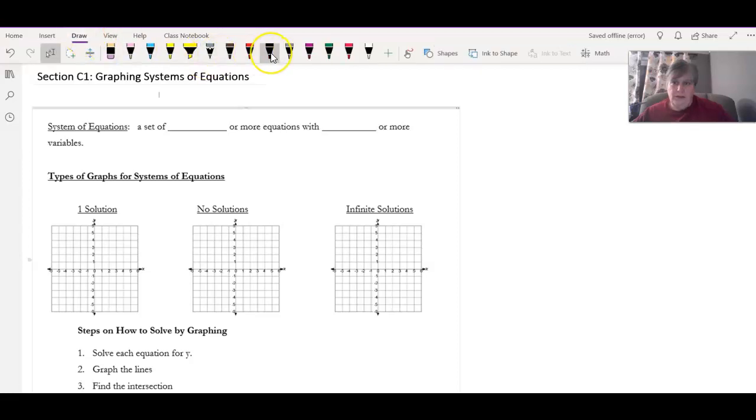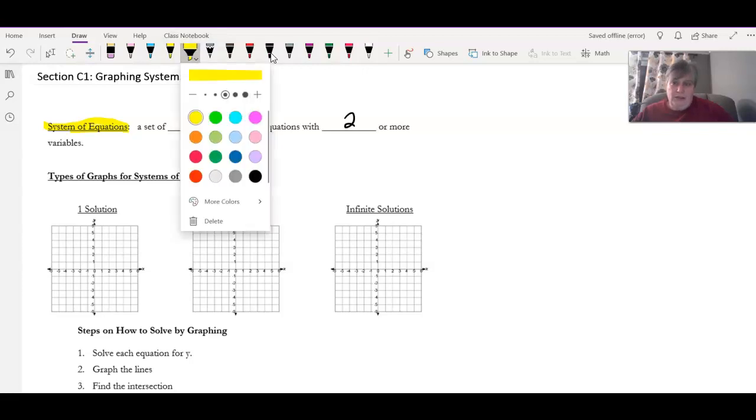Okay, so what we're covering in this section is we're starting talking about systems of equations, and this one we're going to solve by graphing. First of all, we have to know what a system of equations is. A system of these equations is a set of two or more equations that have two or more variables. Most of ours are going to have x and y, but you could really have any variable.